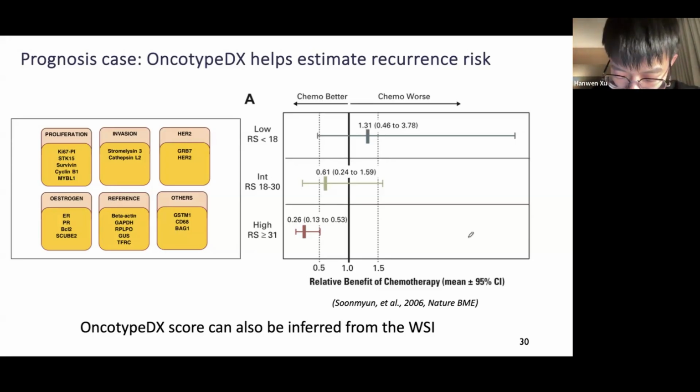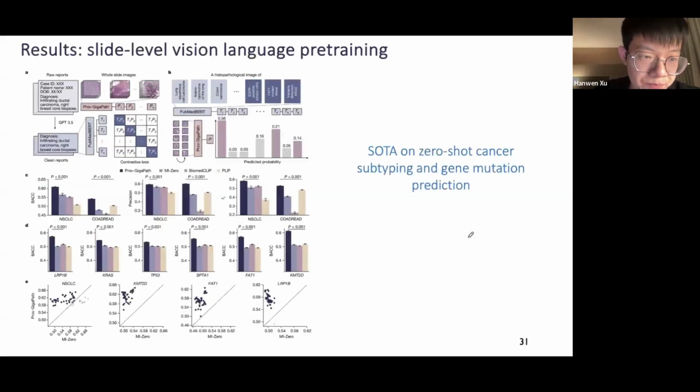We are currently trying to evaluate our model on this, and we collected a lot of data from Providence, and this work is still in progress. But we have seen some early hints that our model can predict the Oncotype DX score. So this is one use case of the biomarker prediction task.